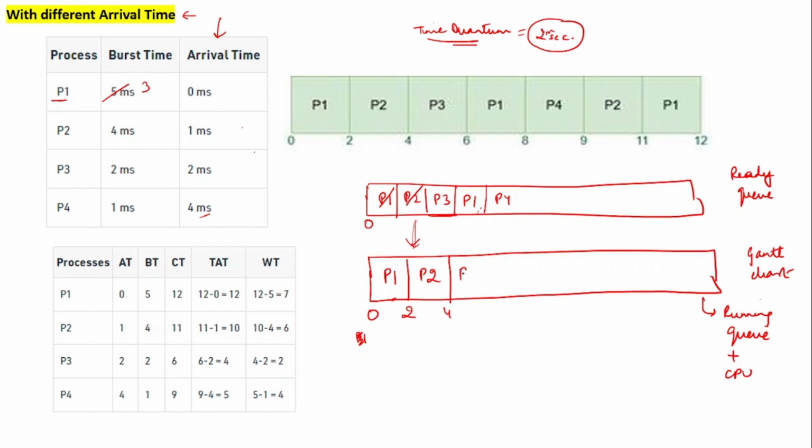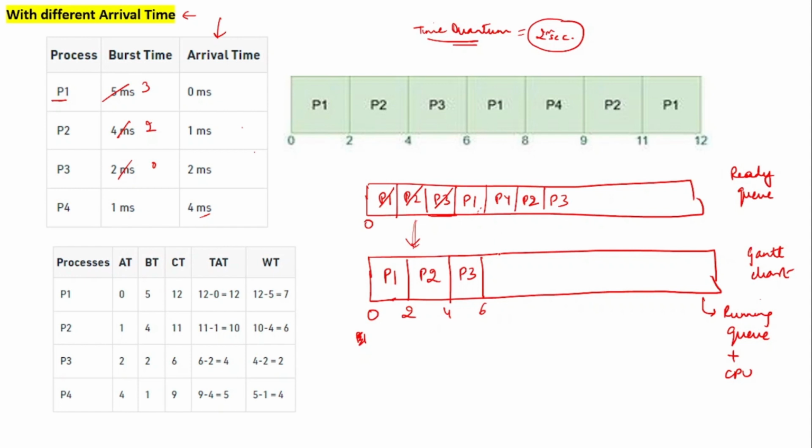So now I load P3 here, and I also load the state of P2 here. Again P2 is removed and P3 is added here. P3 runs for 2 milliseconds. In the same way, the time of P3 is reduced to 2, and then again P3's time is reduced to 0. Now P3 comes here, and P3 is gone.